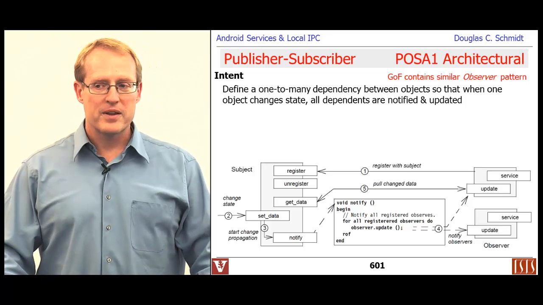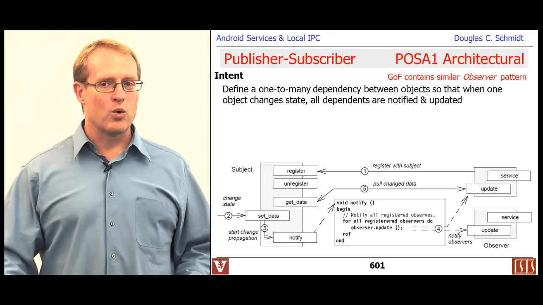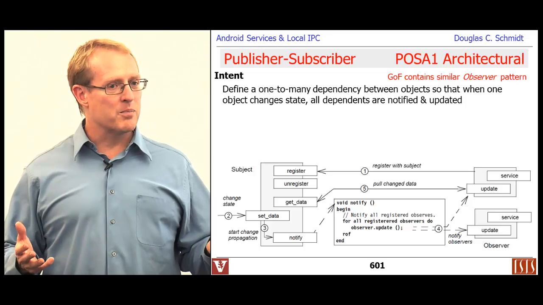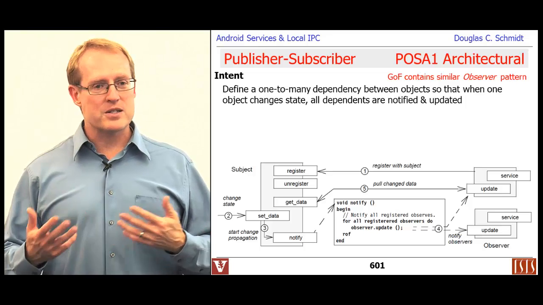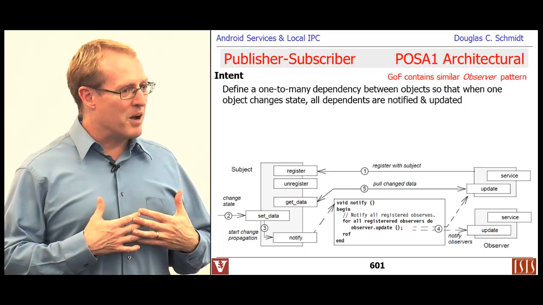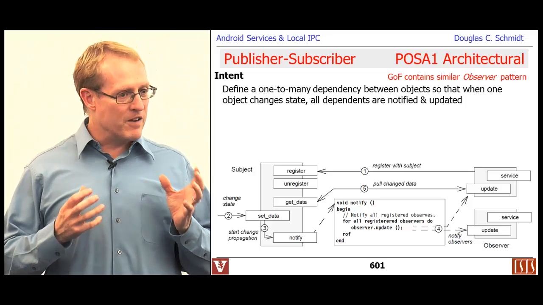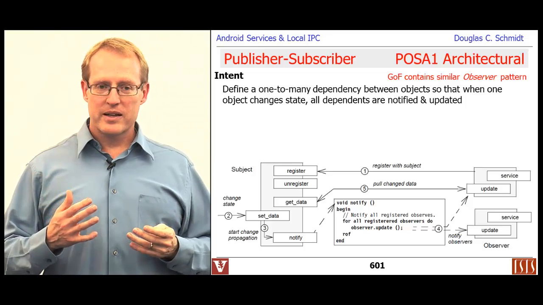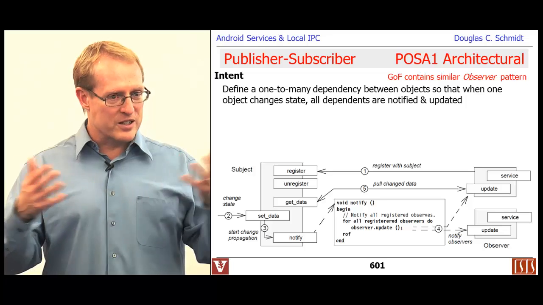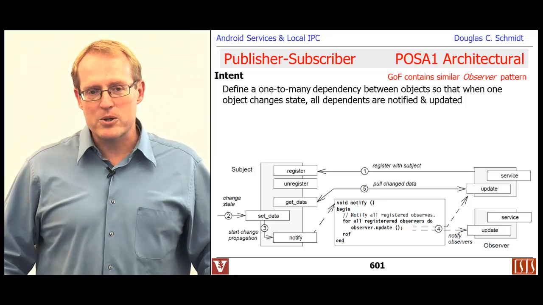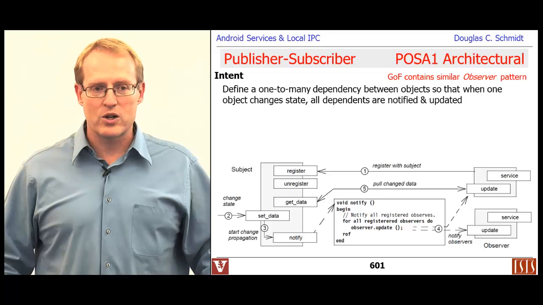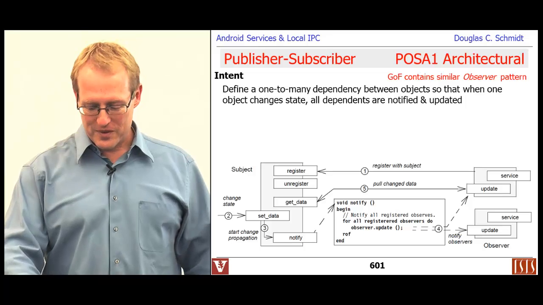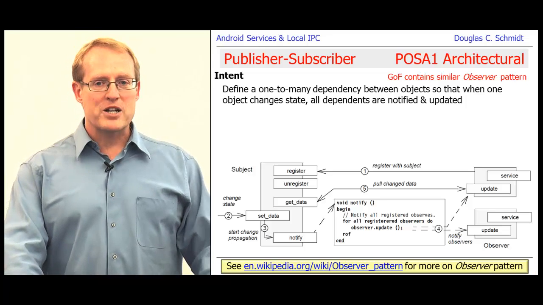There's also a Gang of Four pattern that's very similar, although not identical, to publisher-subscriber. That's the observer pattern. And the intent of the observer pattern is to define a one-to-many dependency between objects so that when one object changes state, all the dependents are notified and updated. So they're very similar to each other. In my mind, the observer pattern is very, very commonly used if you're within a single address space. You have a bunch of listeners that get dispatched when something occurs. And the publisher-subscriber pattern is typically used more when you're trying to go across address spaces, although that distinction is somewhat artificial. Take a look here for more information about observer.